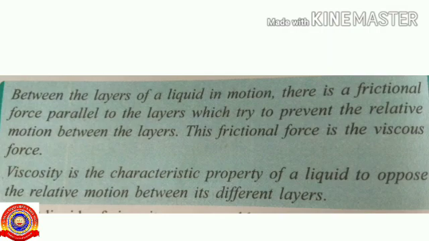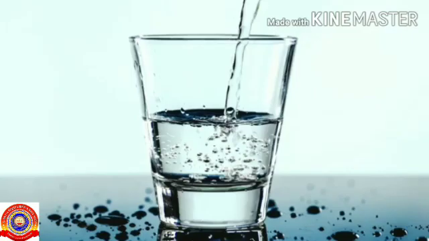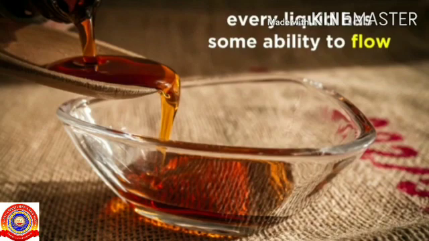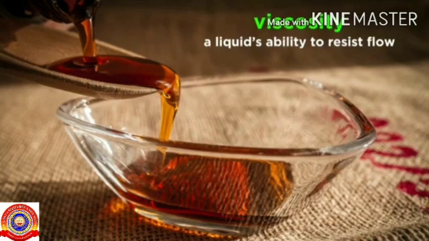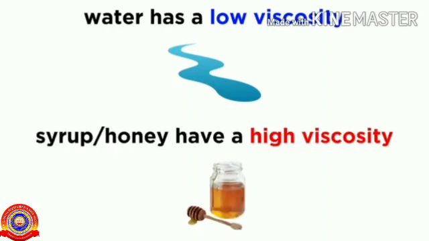And while comparing the flow of glycerin with water, water flows faster than glycerin. And about the intermolecular attraction, while comparing water and honey, water has less intermolecular attraction than honey. That we know, the densities are also different. So every liquid has its own ability to flow. A liquid's ability to resist flow is called what? Viscosity. So water has a low viscosity and syrup or honey have a high viscosity.